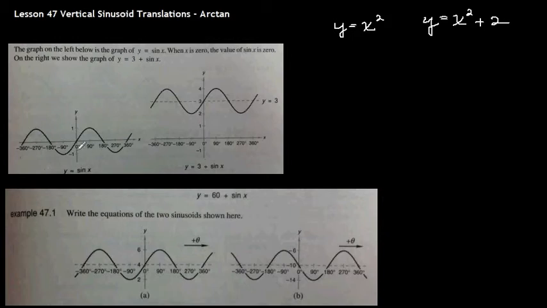So when we start vertically translating our sinusoid curves, which could stand for cosine curves or sine curves, all we're going to do is add a number onto the end. So let's look at this from your book. It says the graph on the left is a graph of our normal sine curve, y equals sine of x. When x is 0, the value of sine of x is 0. On the right, do you see how it all moved up? The center of the graph moved up 3. So this is just 3 plus this graph, the sine of x. So that's simply how you do it.